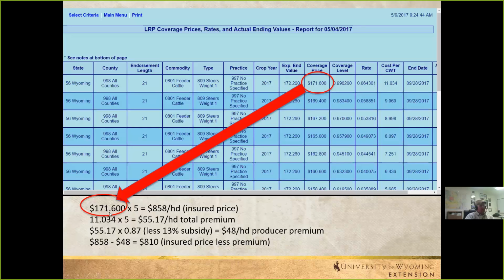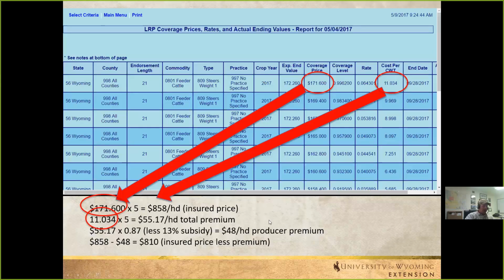But let's go back to this 5 weight. $171 times 5, I'm protecting $858 a head. This stuff's pretty expensive right now because there's volatility out there. It's going to cost me $11 a hundredweight to buy that insurance. Or by the head, it's going to cost me $55 a head. Actually, that's the total cost less the subsidy. It's going to cost me out of pocket $48 a head to buy that insurance.